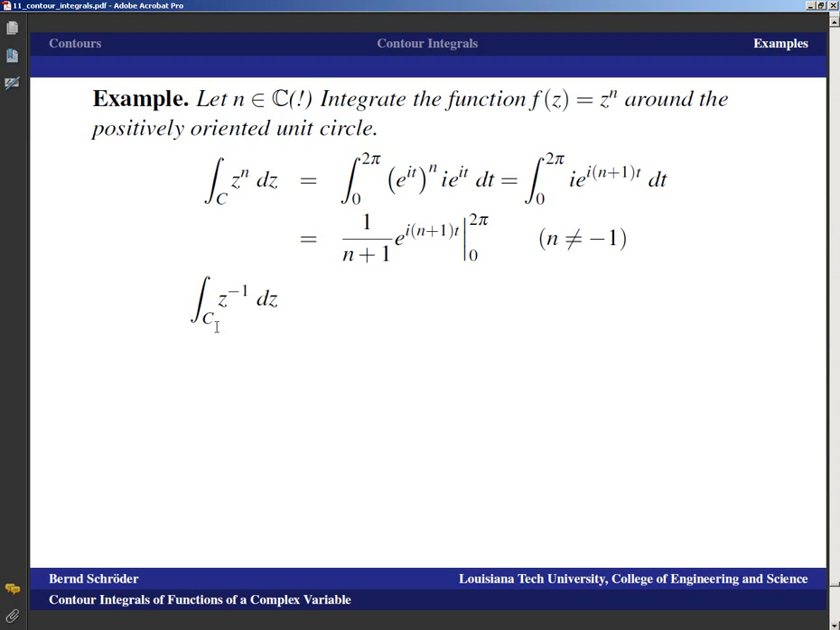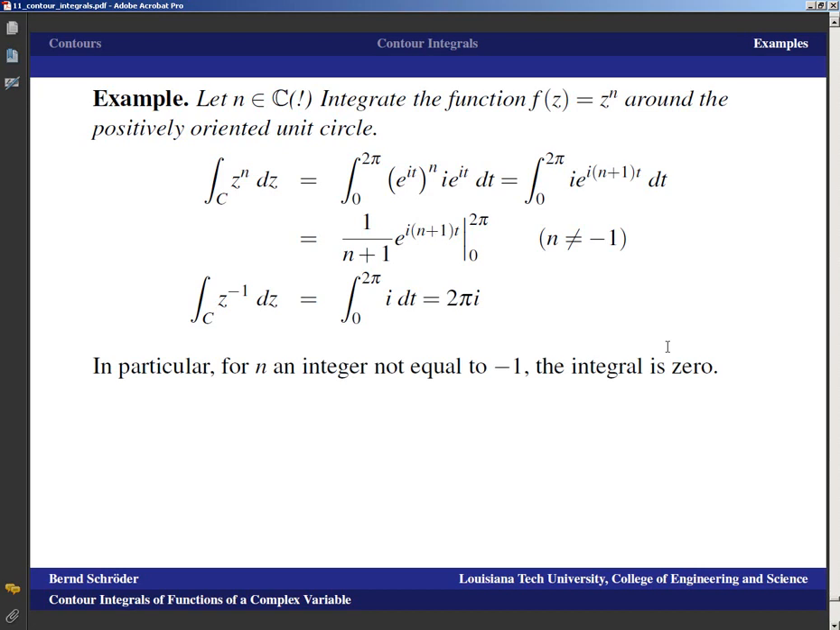And for n equal to negative 1, the integral over C of z to the negative 1 dz is the integral from 0 to 2 pi of i. Well, that actually is not a typo and not something that I would need to stop for. When n is equal to negative 1, we get that this exponent here is 0, and that means all that remains is the integral of i, and that's 2 pi i.